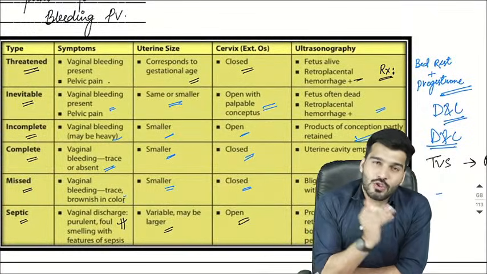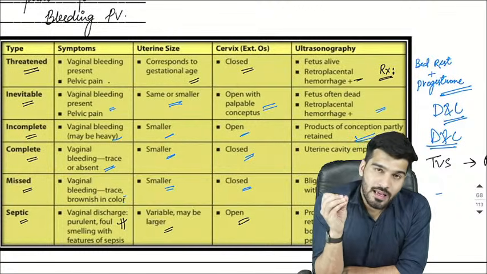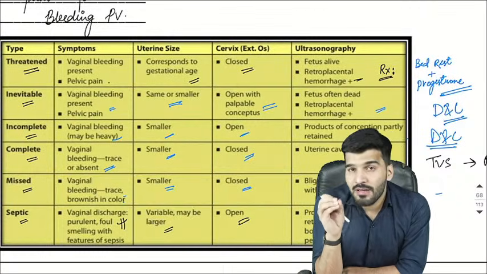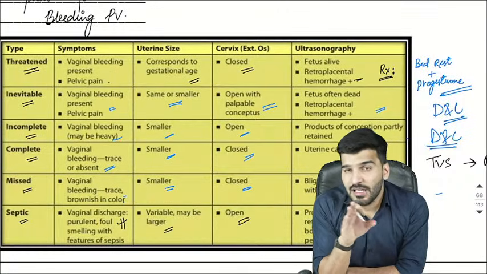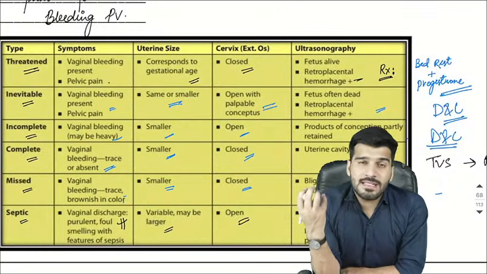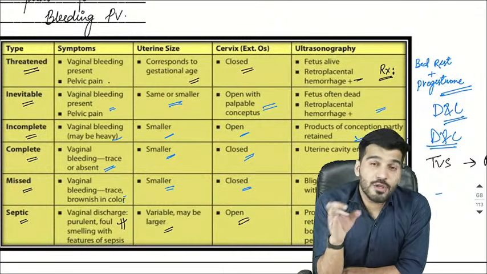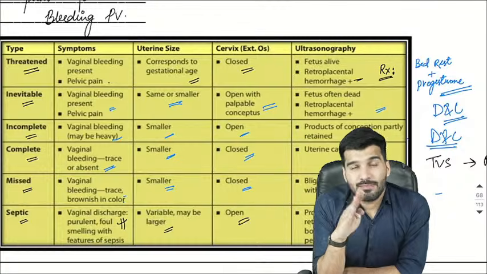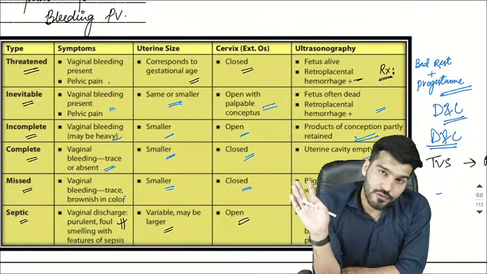Is that clear? So septic is easy to rule out because there will be features of sepsis only. In case of a missed abortion, do remember the classical finding will be mentioned: there is no bleeding, no symptom, there is a crumpled sac inside with no cardiac activity, but the embryo is there. It's an embryonic type of abortion. While blighted ovum is an anembryonic type of abortion.